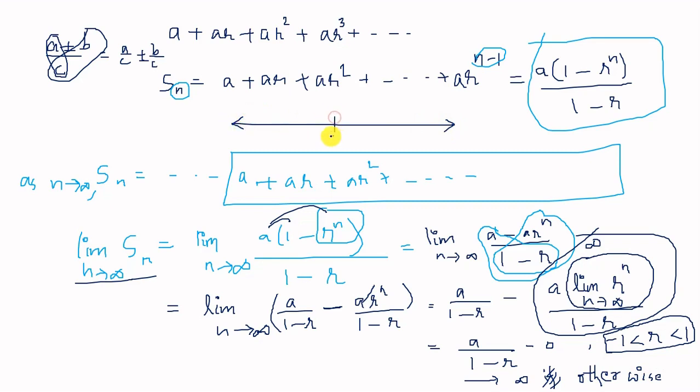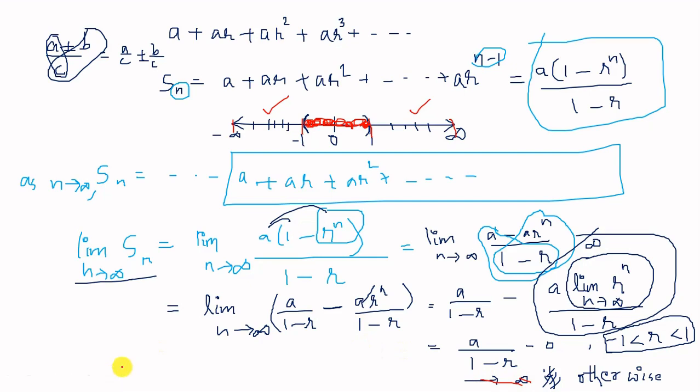This is a number line. This is 0. This is 1. This is minus 1. This is 2, 3, 4, 5, 6, etc., till infinity. Here you have minus 2, minus 3, minus 4, minus 5, etc., till minus infinity. Now, if the value of r falls in between minus 1 and plus 1, this geometric series will converge. If the value of r falls either here or here, that means in between minus infinity and minus 1, or 1 and infinity, in that case the geometric series diverges. So tends to infinity means diverges.